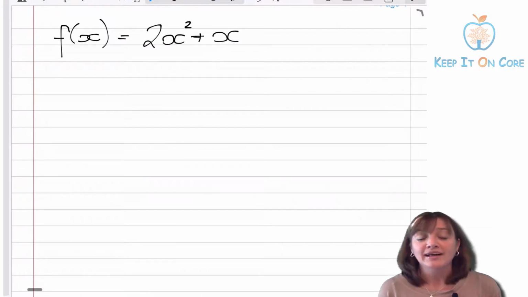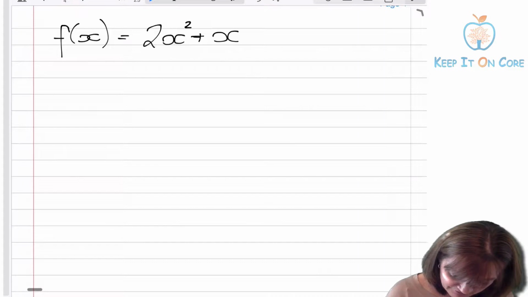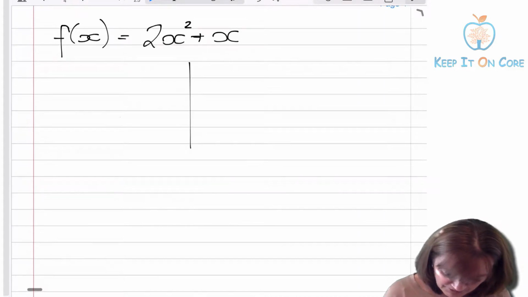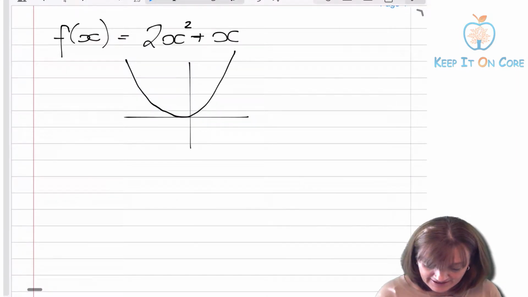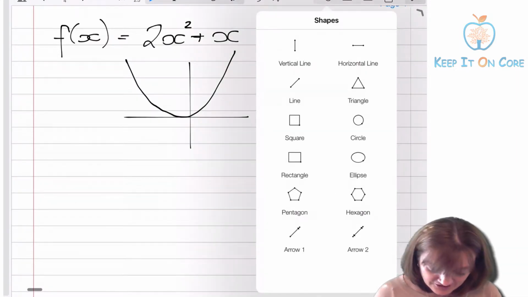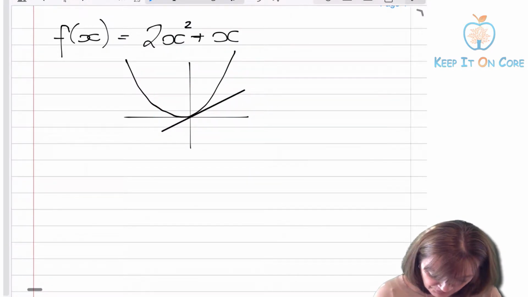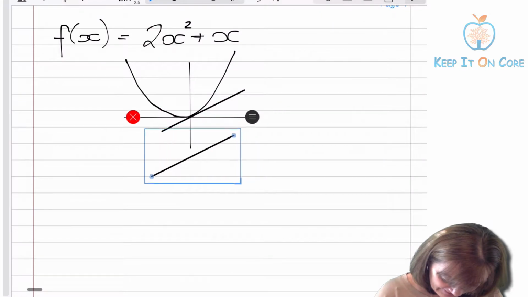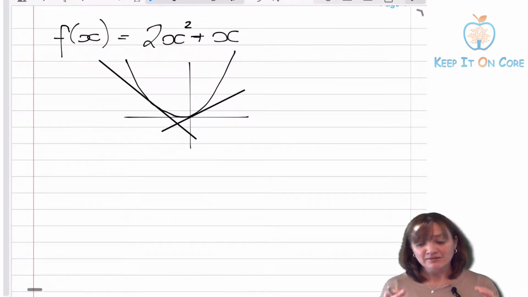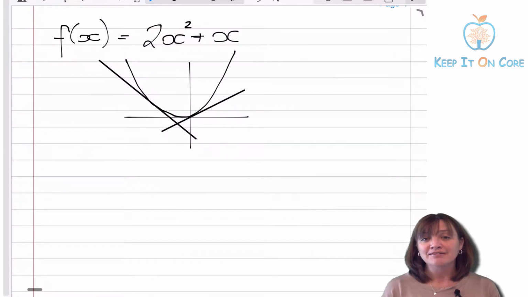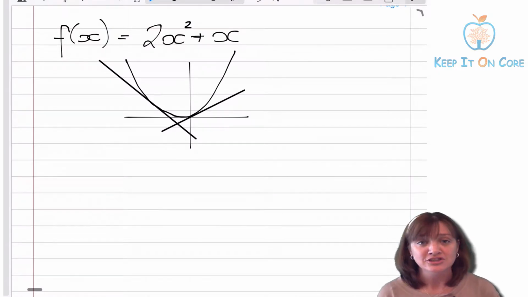If I were to draw that, that's going to be some kind of parabola. I'm just going to very roughly draw it. The idea is that if I were to draw a tangent to this parabola at any point, whether it's at that point or at that point, wherever it is, the derivative is going to be the formula that is going to help us find the gradient of that tangent at whichever point it's touching on the graph.